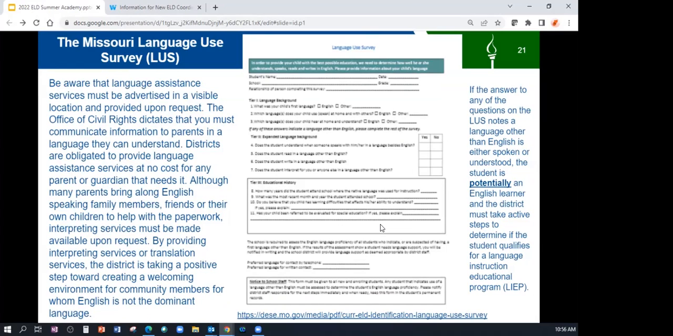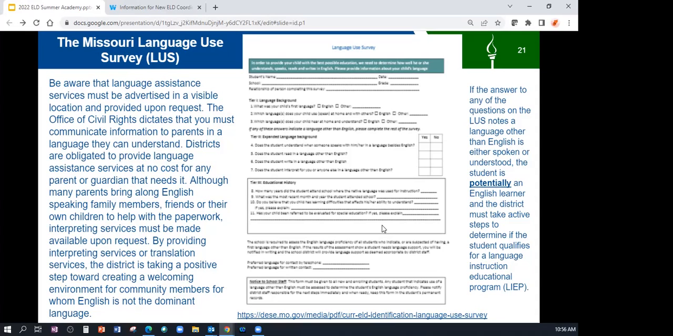Now, the actual language use survey starts with 3 questions that are required questions. So we have to have the top 3 questions, no matter what state you're in. The first one is, what was your child's first language? The second one, what language does your child speak at home and with other people? And the third, what language does your child hear at home and understand? So they have those 3 questions.